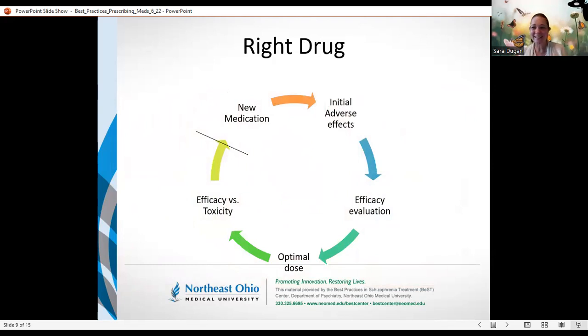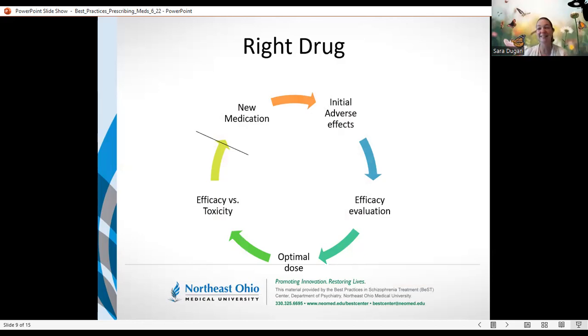But just because it gets added on board doesn't mean it's cast in stone and we're never making changes. So this is really just a reminder that we can see side effects early on, we can see side effects later on, and we need to make sure that we're balancing any adverse effects with efficacy of the medication. Is it doing what we're hoping that it'll do?